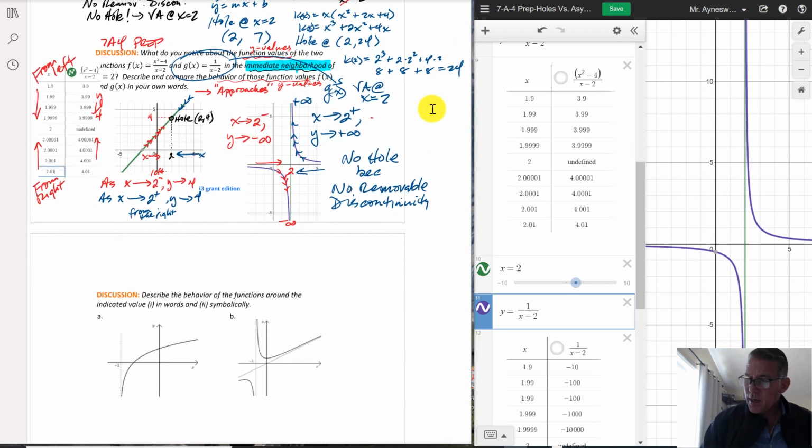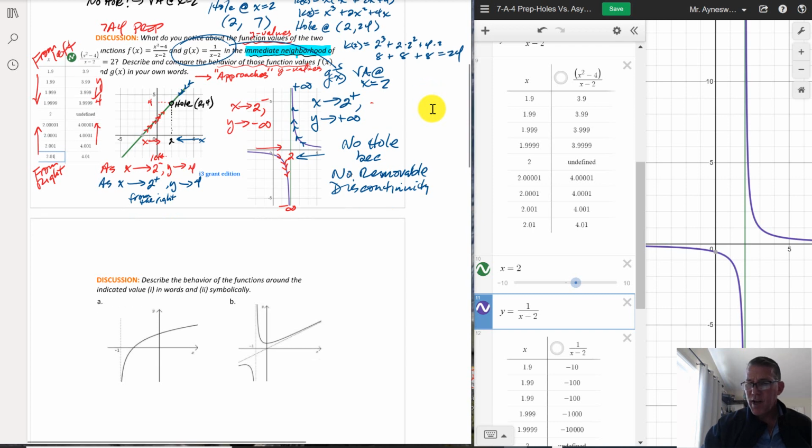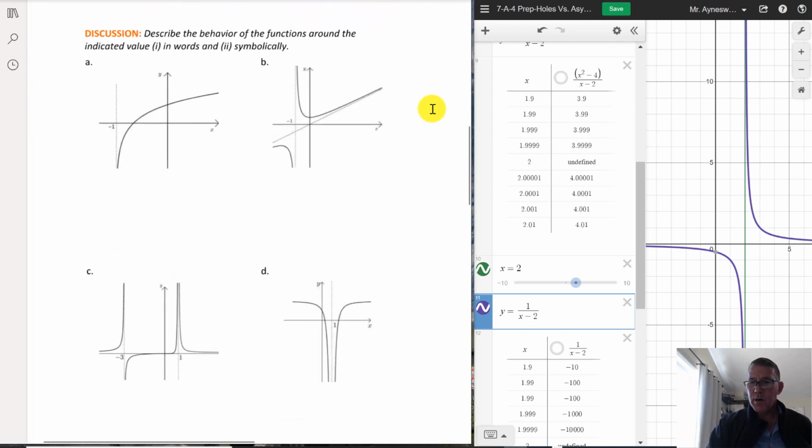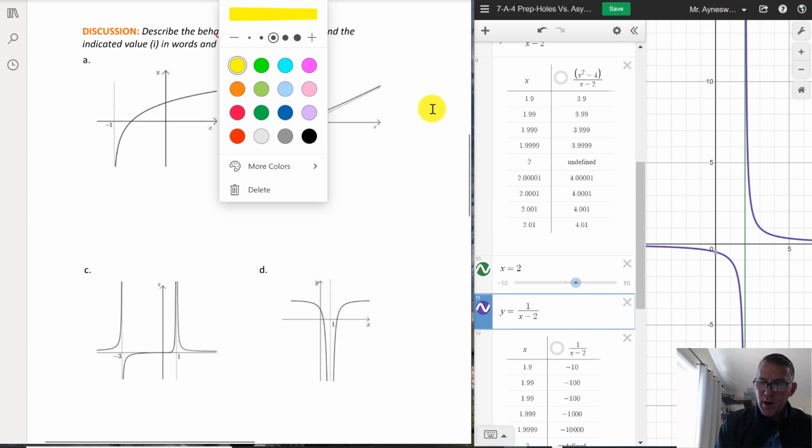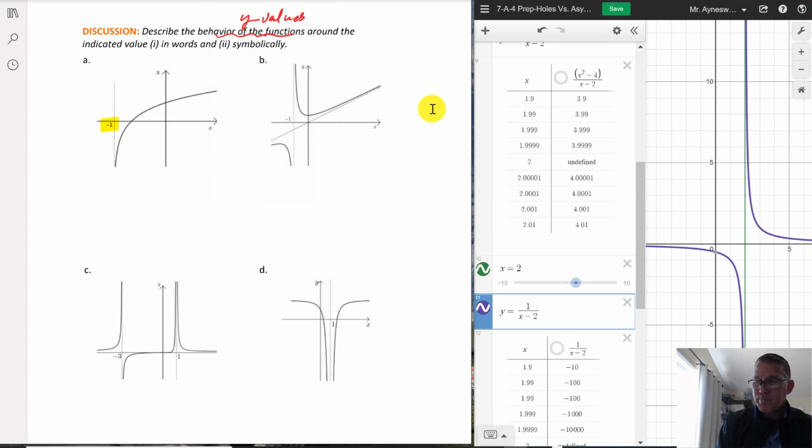So what we want to do is understand that a little bit better here. On this next discussion piece, instead of giving you the function, I'm going to give you the graph and ask you the same basic questions to analyze the behavior of the function values around the indicated values. So in these 4 here, it says describe the behavior of the functions. These are the y values now. Behavior of the functions, we're talking about the y values, around the indicated value. So on the first one here, we're talking about what happens when you approach -1.